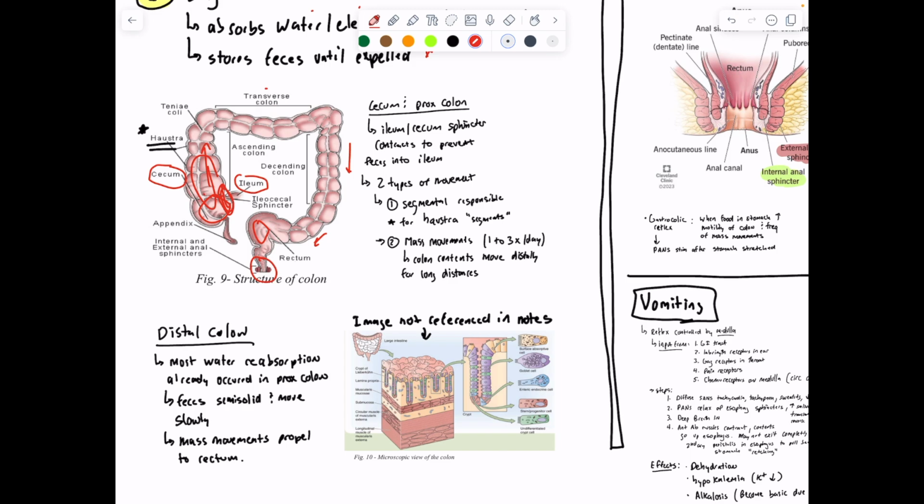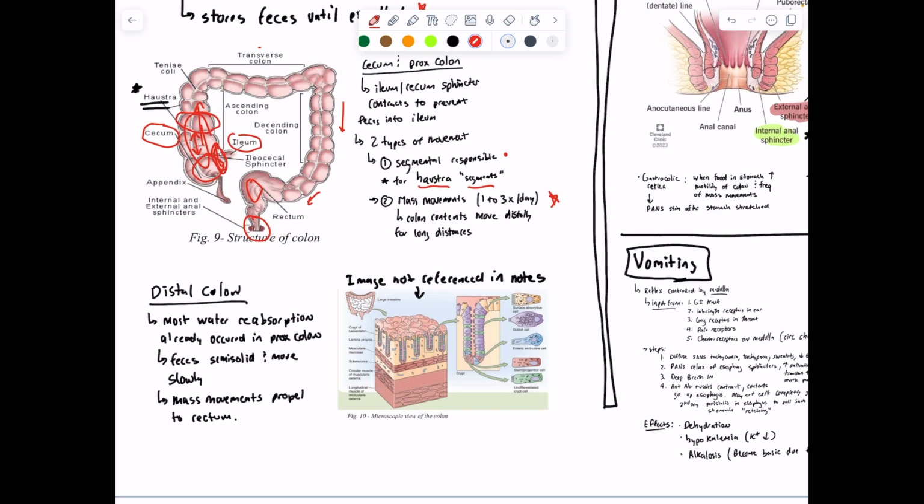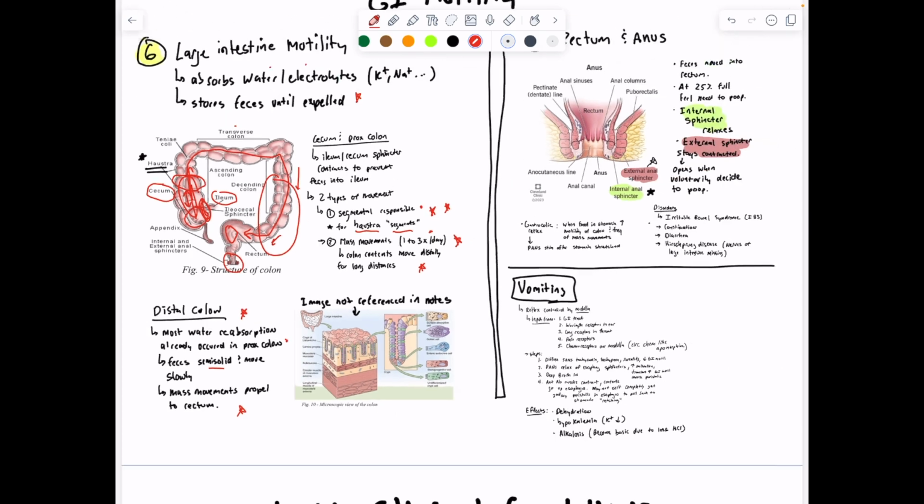You have two types of movements in this region. In the colon, segmental contraction of these segments is responsible for the appearance of these segments overall, called haustra. This segmental movement is going to really mix the contents, that's the purpose. And then you have mass movements, which are propelling the feces overall through the colon, and it happens 1 to 3 times a day, and the colon contents move distally for long distances. All right, and then the distal colon, mostly water absorption has already occurred in the proximal colon. Feces are semi-solid and move slowly, and then mass movements are going to propel the feces to the rectum.